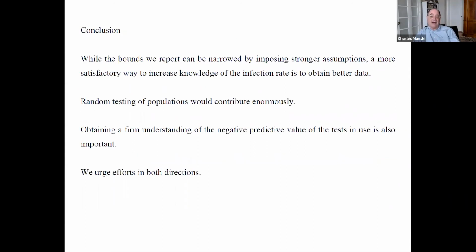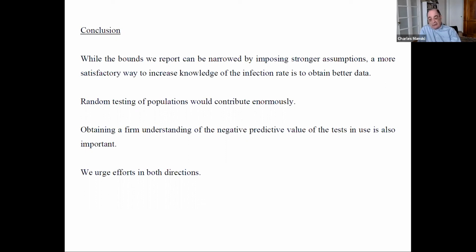Okay, finally, last slide. I've said that the bounds can be narrowed by imposing stronger assumptions. A much more satisfactory way to increase our knowledge of the infection rate is to obtain better data. So I just want to end by posing two things that we think are very important. One I've already emphasized greatly: random testing of populations would contribute enormously. That would resolve a very large part of the current uncertainty. The other issue is test accuracy.